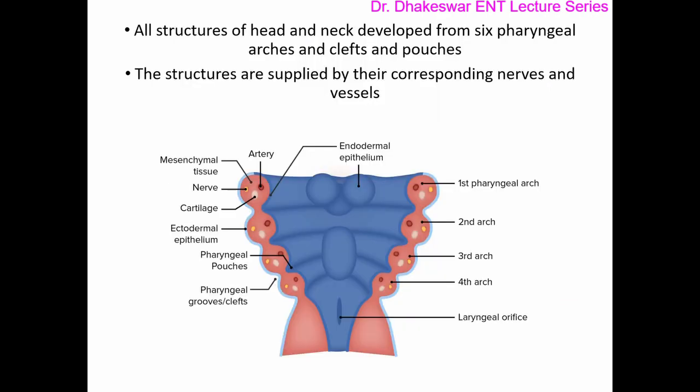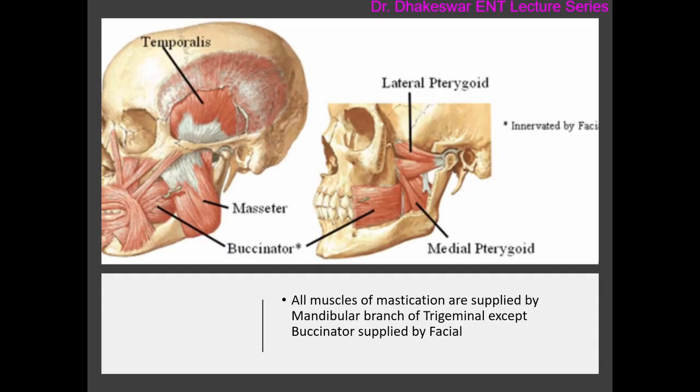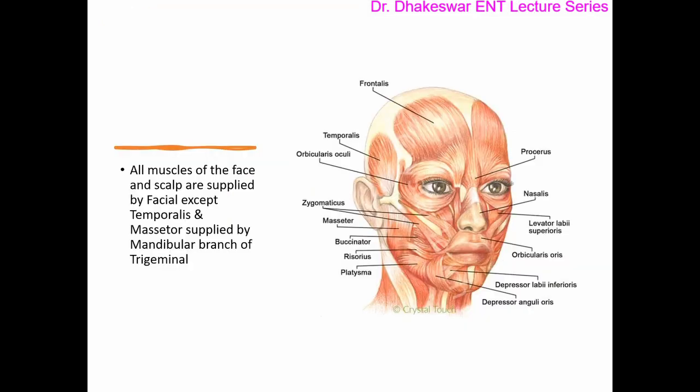All structures of the head and neck are developed from six pharyngeal arches and the clefts and pouches. The structures are supplied by their corresponding nerves and vessels. Likewise, all the muscles of mastication, that is for chewing, are supplied by the mandibular branch of the trigeminal nerve, except buccinator, supplied by the facial. All muscles of the face and scalp are supplied by the facial nerve, except temporalis and masseter, supplied by the mandibular branch of the trigeminal.